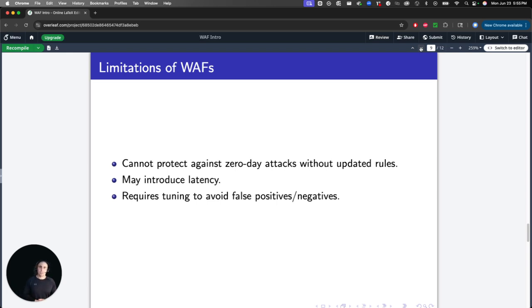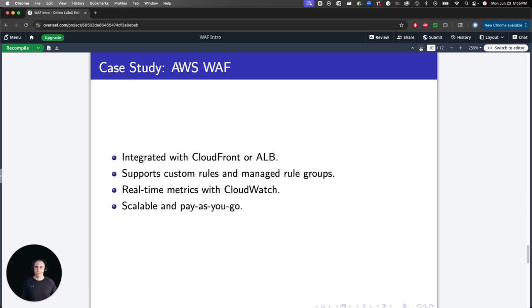There are limitations that must be considered. It can't protect against zero-day attacks without updated rules, and it can introduce latency. So that's where, as a security engineer, you have to weigh the pros and the cons, making sure that you have enough security, but not so much that it wears down your application too much, where now you don't have any traffic because no one wants to visit the site. It does require tuning to avoid false positives. There is a case where it can be too much and it can make your client experience not the greatest, and that needs to be weighed by your security engineer.